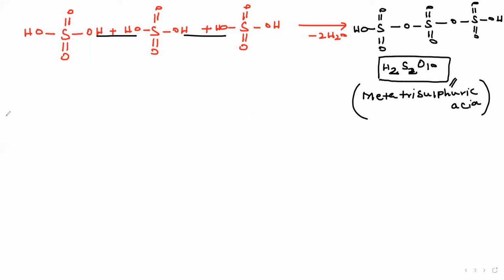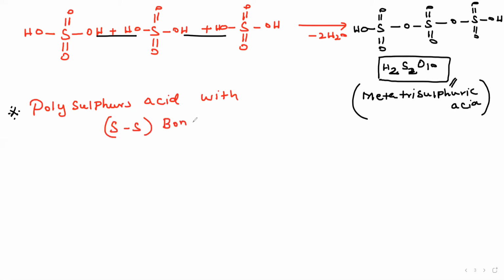Now, this one is very, very important. Put very important. That is what? The polysulfurous acid containing S-S bond. Okay, please note. What's the topic? The very important topic. The polysulfurous acid with S-S bond. Sulfur bonds, okay.